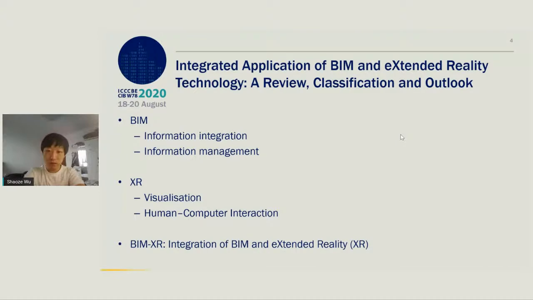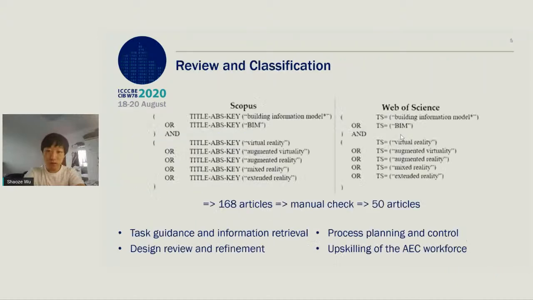Existing research about BIM-XR has different research purposes and has led to a variety of outcomes. To understand the state of the art of these research outcomes and identify the gaps and challenges among them, a focused literature review, classification, and outlook has been conducted. Two common literature review databases were used to retrieve articles. Using the shown search method, 50 articles were reviewed.